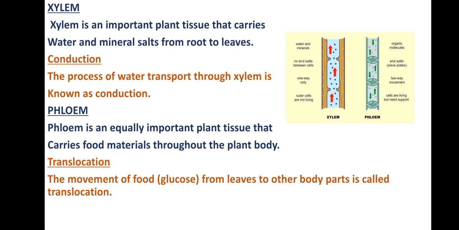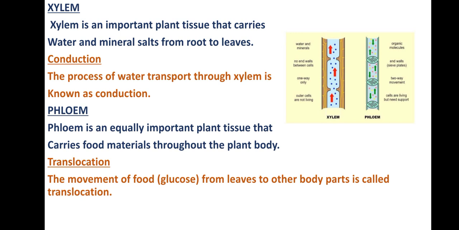Xylem. Xylem is an important plant tissue that carries water and mineral salts from root to leaves. It consists of bundles of pipes running along the main axis of stems and roots. The process of water transport through xylem is known as conduction. This movement of water through xylem is unidirectional, that is, it moves in one direction. Long tubes of xylem are made up of individual cells that are joined end to end to give it a tubular structure.